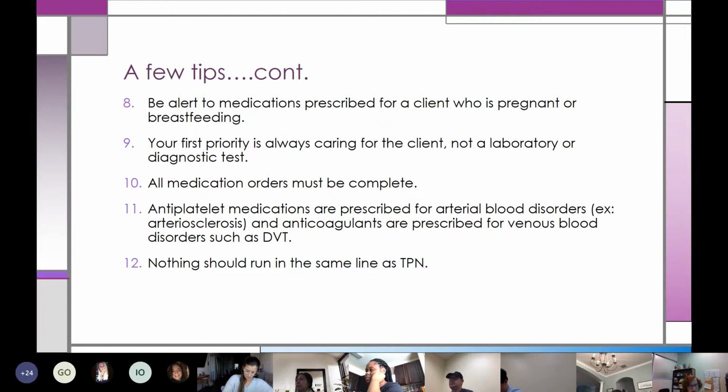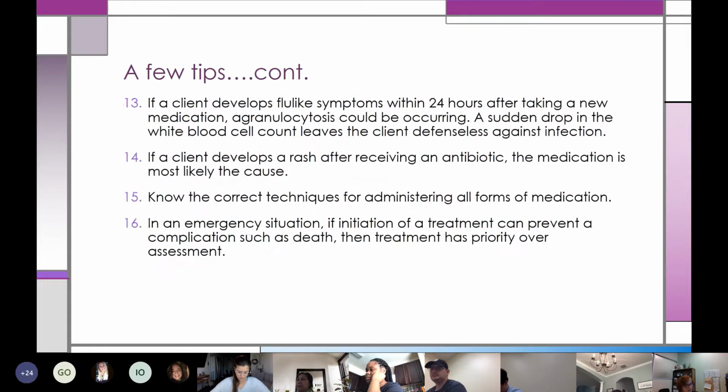And again, the last thing here is nothing should run in the same line as total parenteral nutrition. That has to have its own designated IV line. Just a few more. I'm getting to the good stuff here. We're going to do some activity in just a moment.